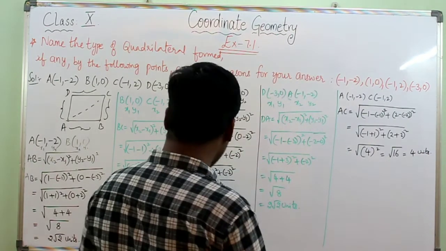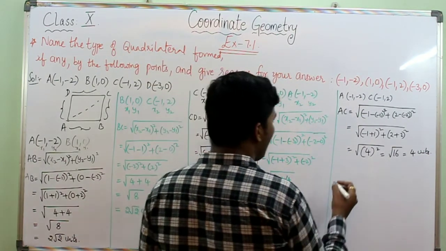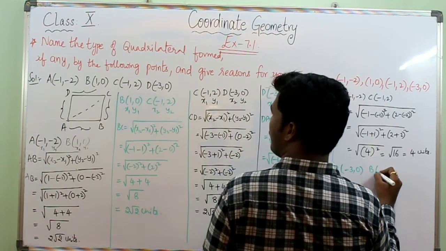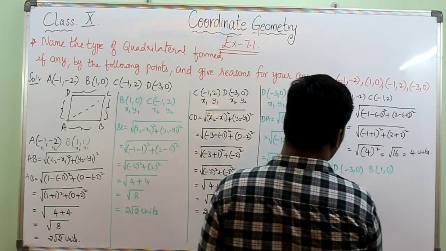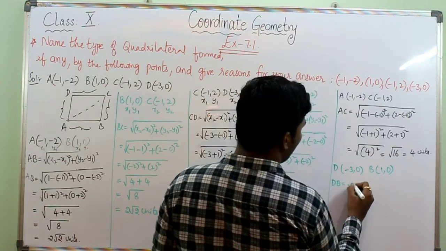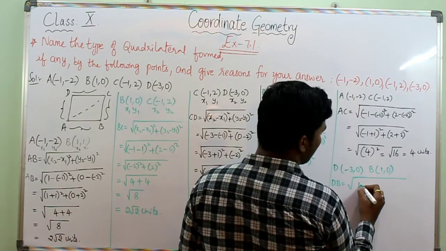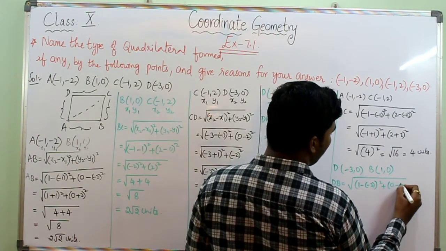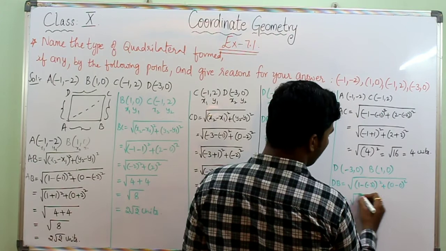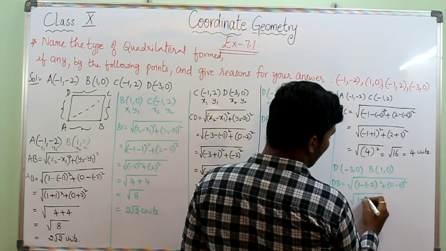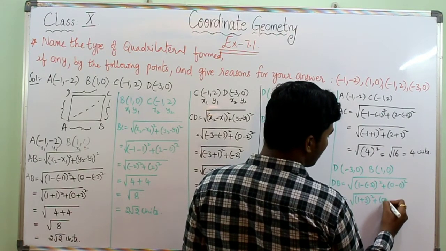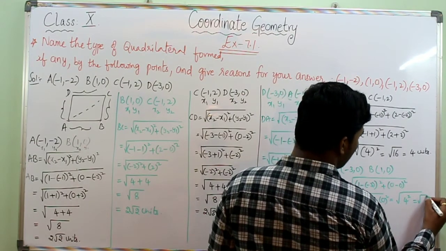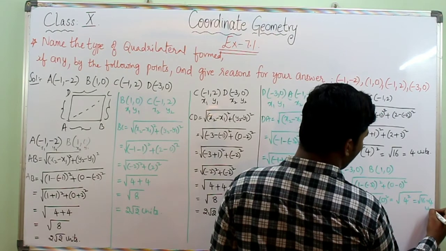Okay. Similarly, let us find out DB by considering D point minus 3 comma 0 and B point 1 comma 0. Now DB is equal to square root of x2 minus x1, 1 minus of minus 3 whole square plus 0 minus 0 whole square. This will give you 1 plus 3 whole square plus 0 square, which is equal to 4 square again, that is root 16. Root 16 is 4 units.